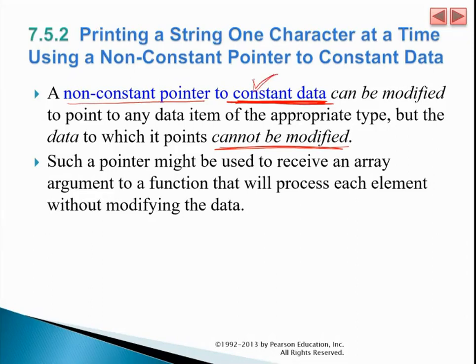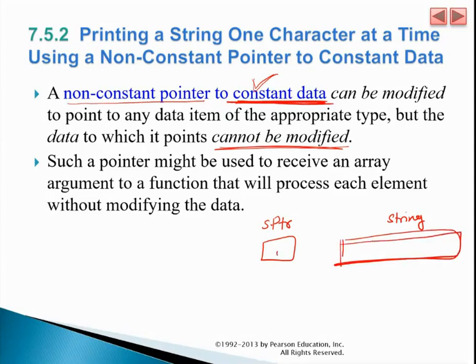So such a pointer might be used to receive an array argument to a function that will process each element without modifying the data. For example, let's say the example of sptr only, and suppose we have some string here. Every time I would like to change the location where it is pointing to, I want to increase it, but I don't want any changes to occur in the elements of this string array. In such cases I can use a non-constant pointer with constant data.